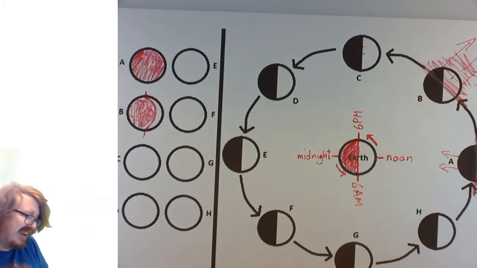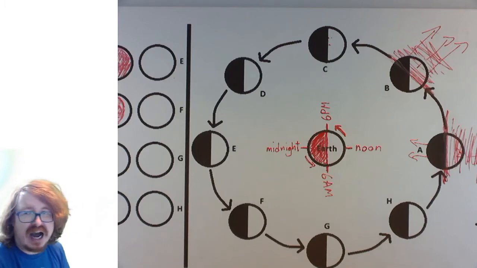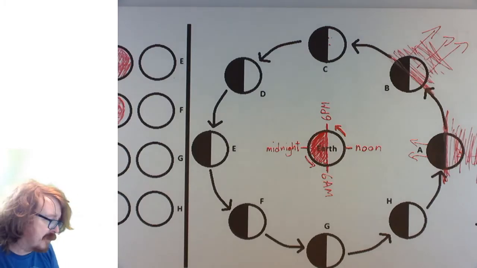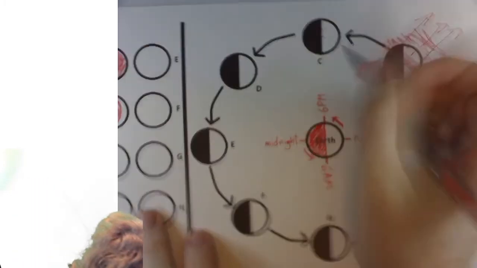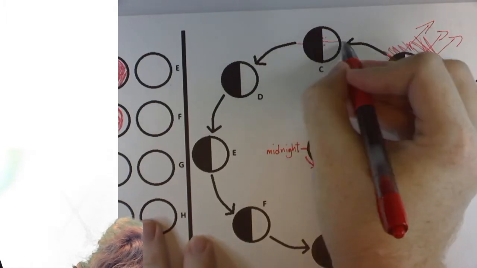Now, let's do moon C. Turn it so moon C is at the top. Oh, good job. You did it. Good job. Here we go. Draw that line. Let's go a little bit quicker now. Draw that line.